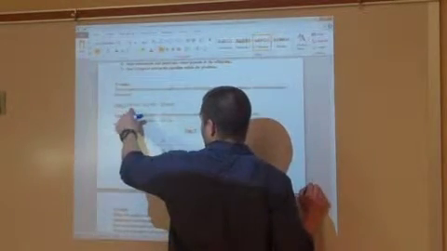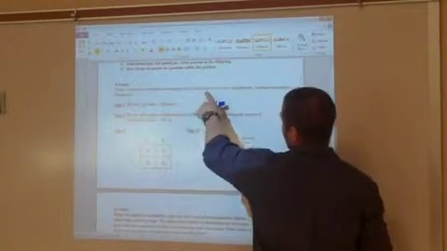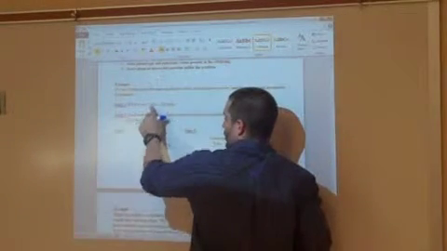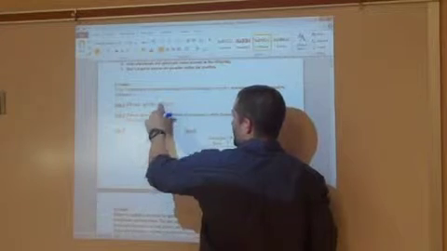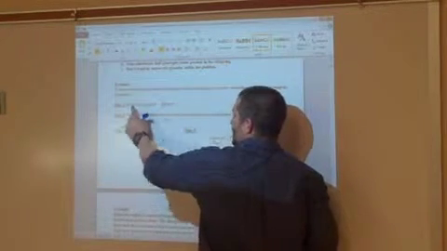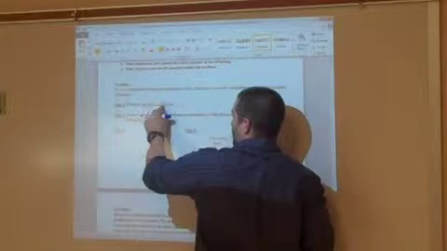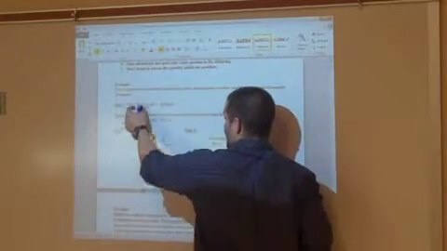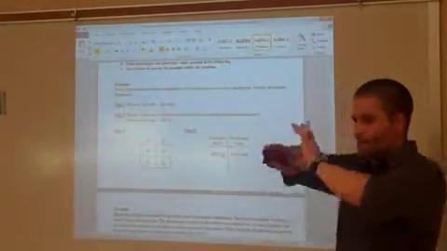Homozygous, homo meaning same, dominant, big R, red. Okay? But the homozygous recessive, little r, white. The heterozygous is going to be pink. Now we have three different genotypes: big R big R, big R little r, little r little r. Three different phenotypes: red, white, pink. Clear on that?